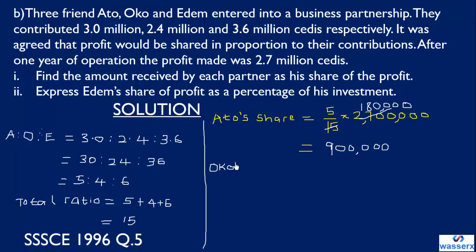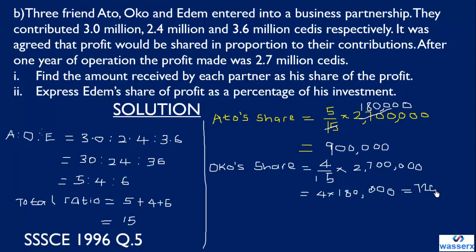Now Oko's share of the profit will be equal to 4 over 15 times the 2.7 million, and this gives us 4 times 180,000, and that is equal to 720,000. So now let's calculate that of Edem's share.